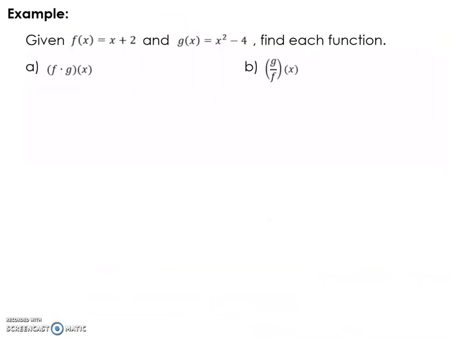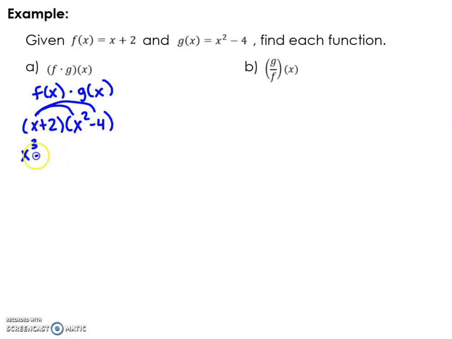Okay, and then we're going to look at multiplication and division. So same idea, f times g of x, that's going to be f of x times g of x. So our f of x function is x plus 2. Our g of x function is x squared minus 4. So we have to just FOIL this together. So if we FOIL this, x times x squared, that's going to give me x to the third. X times negative 4, negative 4x. 2 times x squared is 2x squared. And 2 times negative 4 is negative 8.